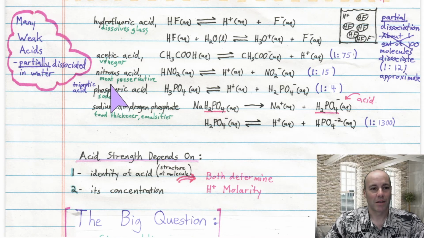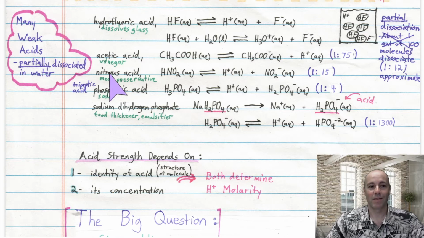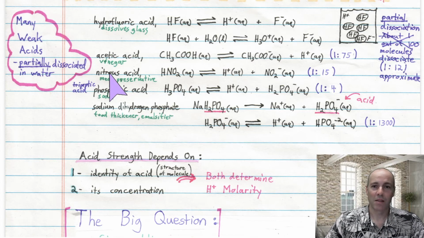Nitrous acid is used in food preservation as a meat preservative, because this helps make sodium nitrite. And sodium nitrite is found in Spam. Lots of Spam here in Hawaii, by the way.